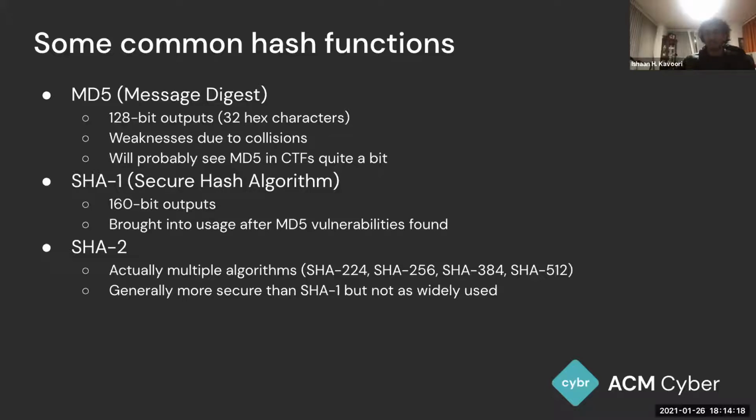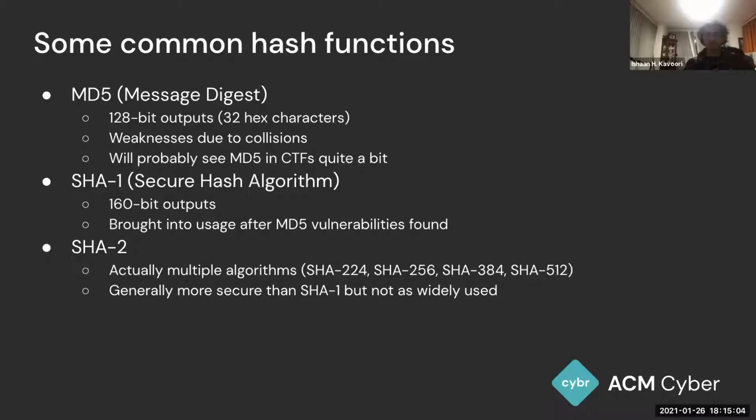But there are weaknesses in MD5, and that's because of collisions. That is, multiple different inputs can result in the same output, and this has been exploited, and so it's generally not considered the best hash, which is why other hashing algorithms were made, like SHA-1, which outputs 160-bit outputs, and it's not as vulnerable to these kinds of collisions as MD5 is.